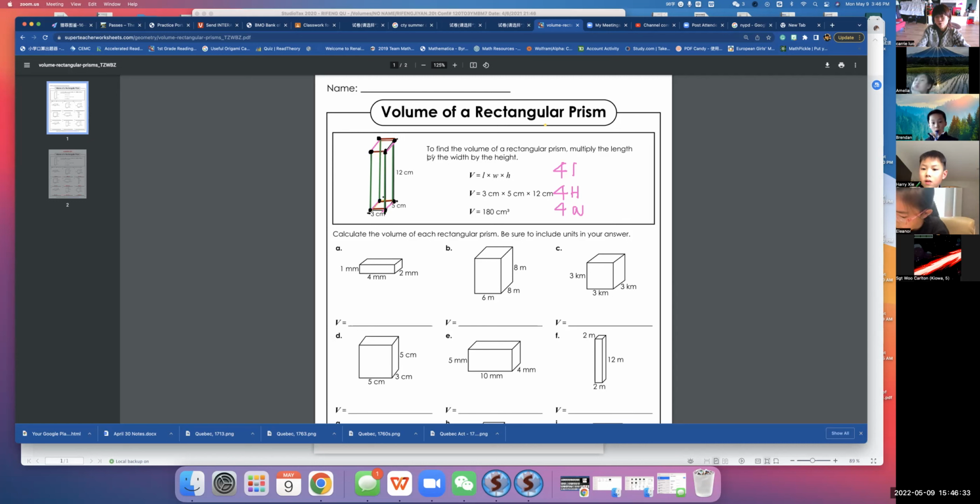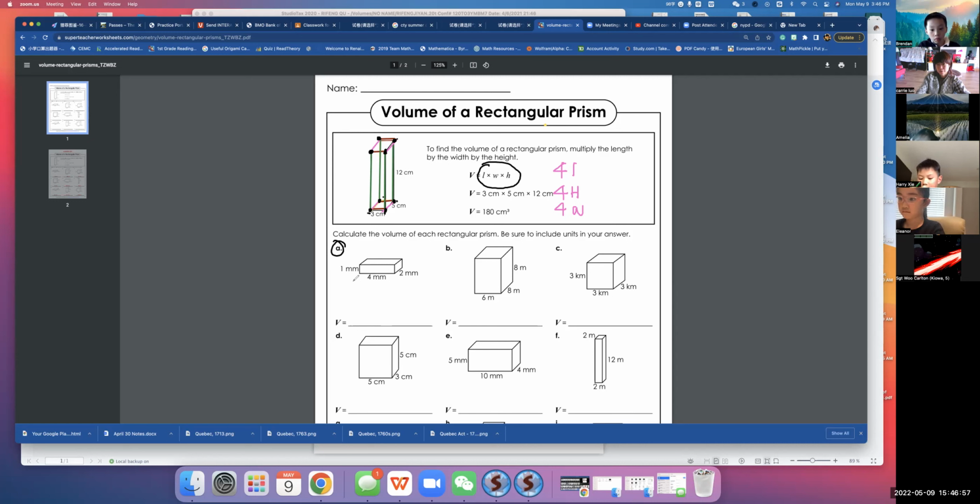As long as it is a rectangular prism, every single one has 4 lengths, 4 heights, and 4 widths. And in order to calculate the volume of this prism, just length times width times height. So let's take a look at example A. Volume equals length times width times height. So it's 4 times 2 times 1. So the answer is 8.